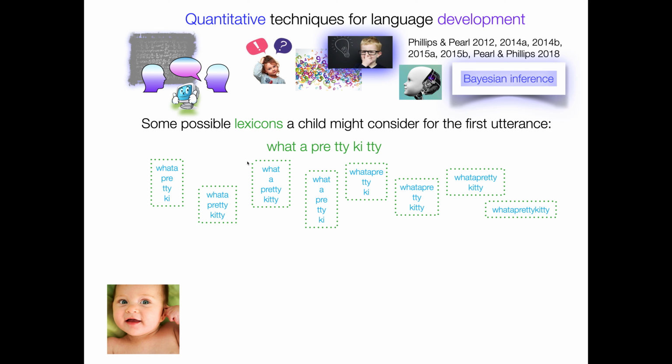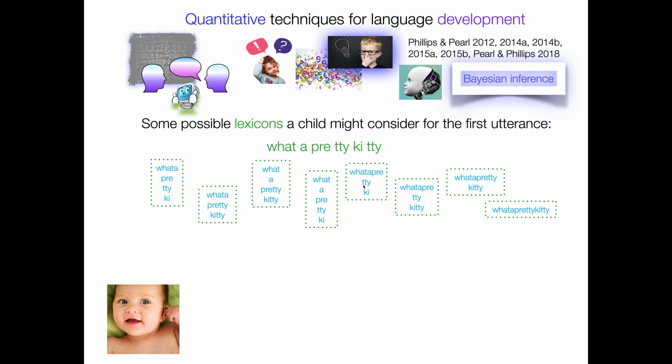And so, for example, here are some possible lexicons a child might consider for the very first utterance. What a pretty kitty, right? Divided up into syllables, so pr and t are split up, and kit and t are split up. You can see some of these possible lexicons squish some words together, split other words apart. So pretty and kitty end with t, so you might split that off and keep pr and kit. Or you might keep pretty and kitty as their own individual words, but still squish together what a. Or maybe you have what a, pretty and kitty. Or maybe you split up what and a, but also pretty and kitty.